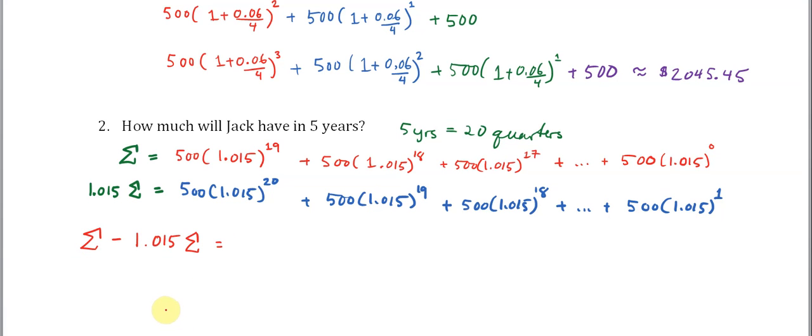Okay. And let's watch what happens. If we subtract it on the left-hand side, this is what we get. If we take it on the right-hand side and we subtract it, what we get is 500 times 1.015 to the 19th minus 500 times 1.015 to the 19th. So you see that every term in the top equation has a partner in the second equation. So that's going to cancel, and this is going to cancel.